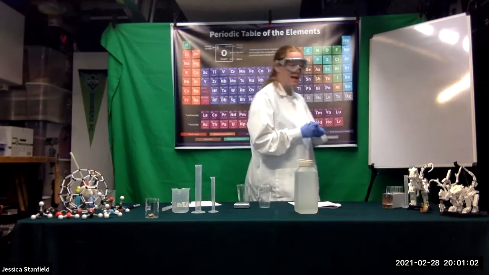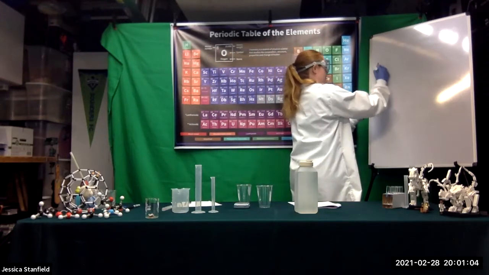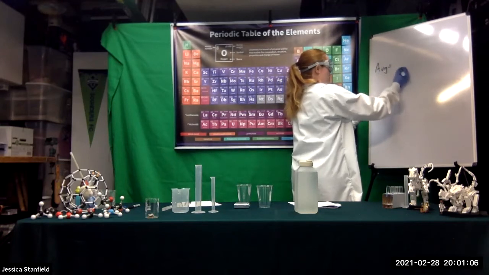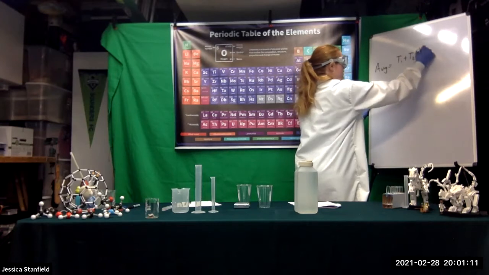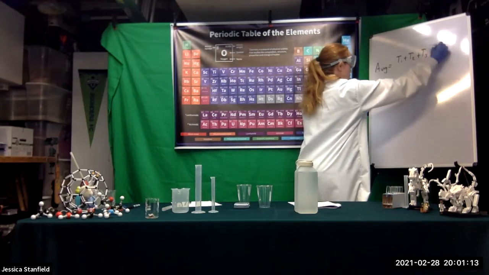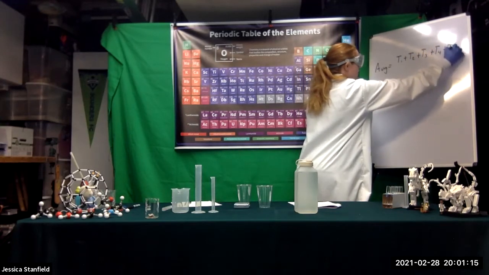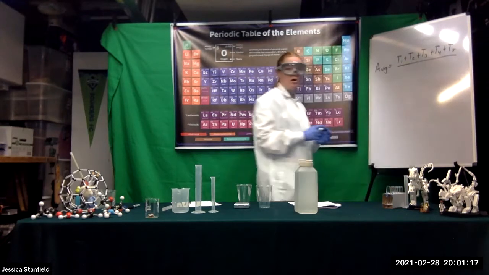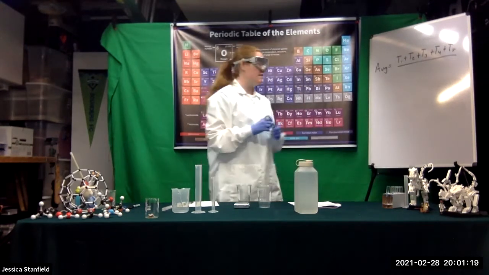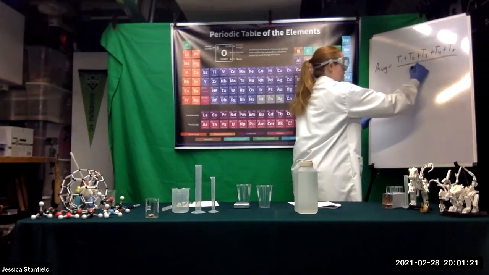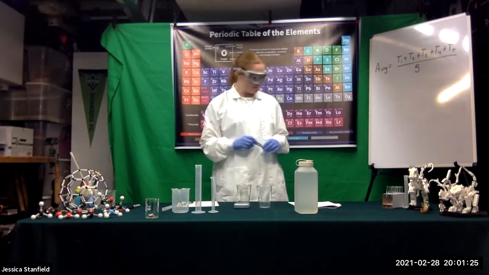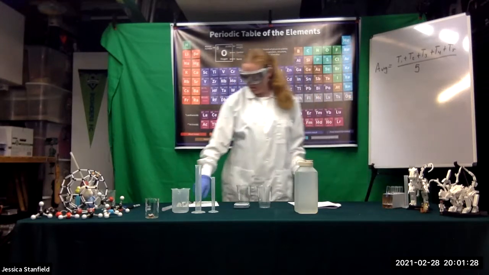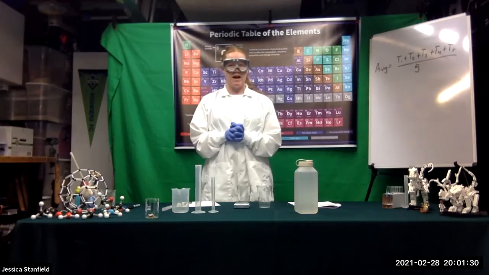So remember, to get an average, okay, we're going to do trial 1 plus trial 2 plus trial 3 plus trial 4 plus trial 5 divided by our total number of trials. Okay, and so we had 5 trials, so we'll divide by 5, and that will give us our average mass. Okay, and then from there we'll be able to calculate our deviation from our average.